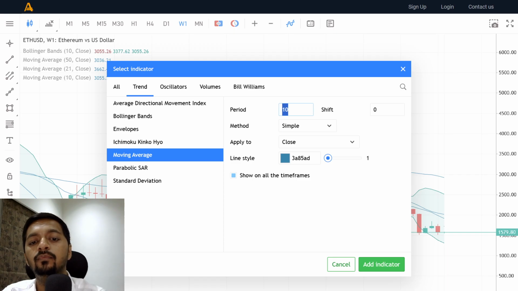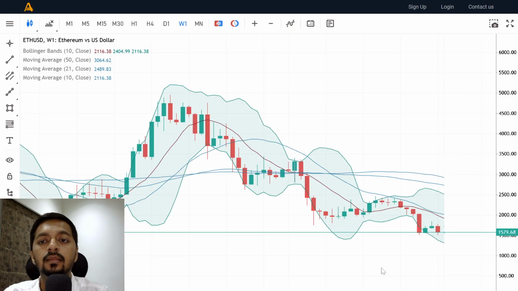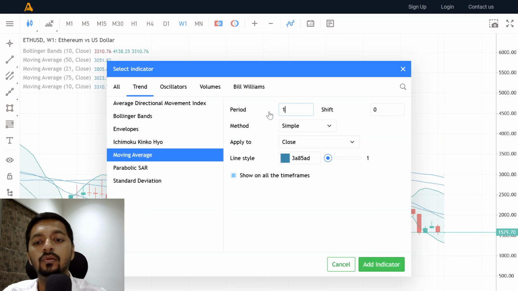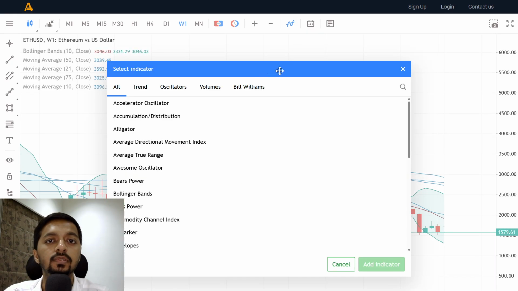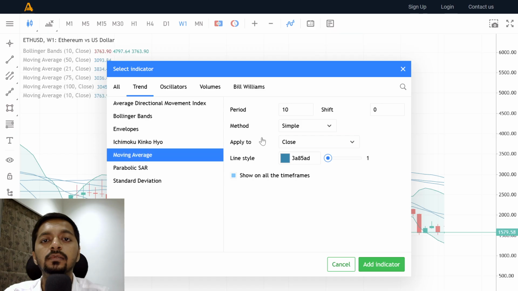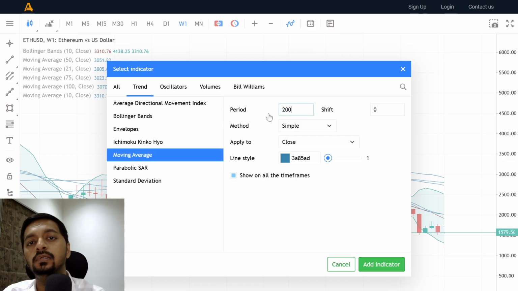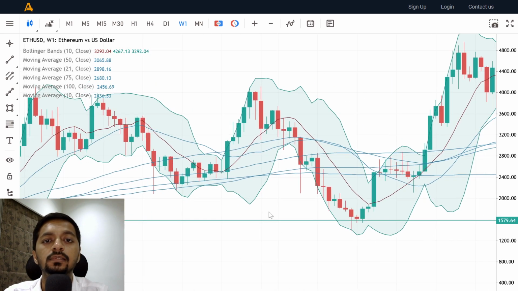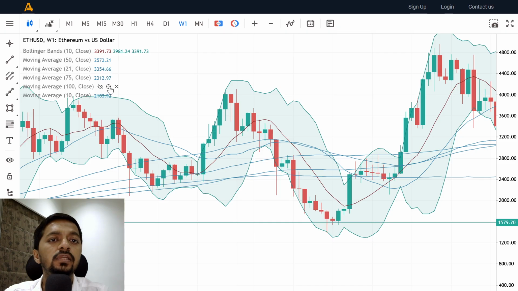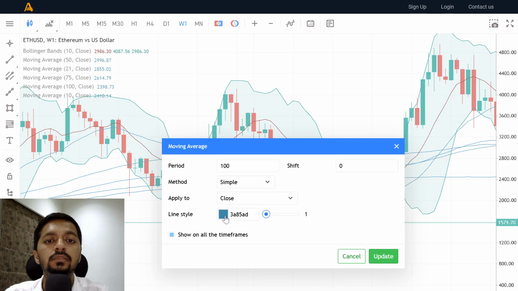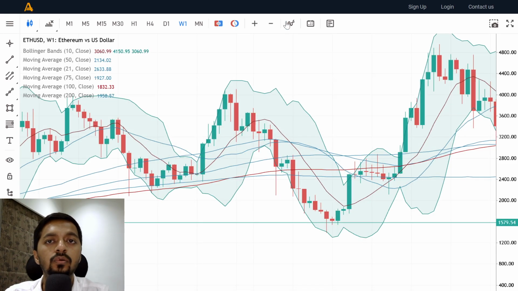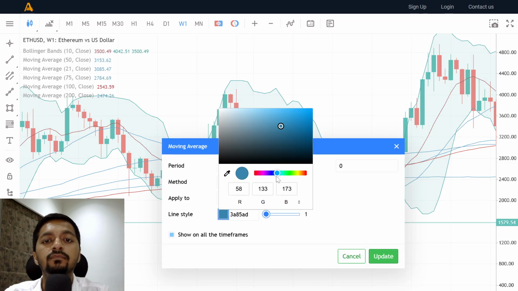I'm going to add one more, 75. Then I'm going to add a 100 period average, and also a 200 period average. Why I'm adding this, I will show you the powerful result after this, right? Once you add these averages, I'm just changing the color of the last two averages, the 100 period and 200 period. I'm keeping 100 as red and 200 as black, just to find out the alignment of the averages.